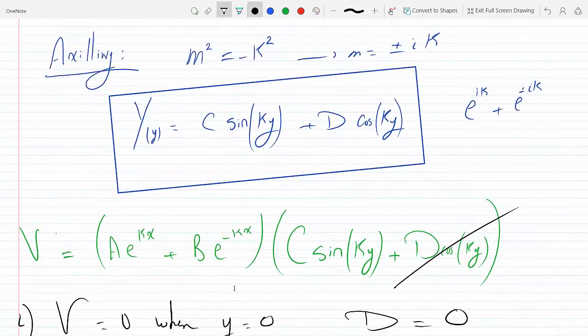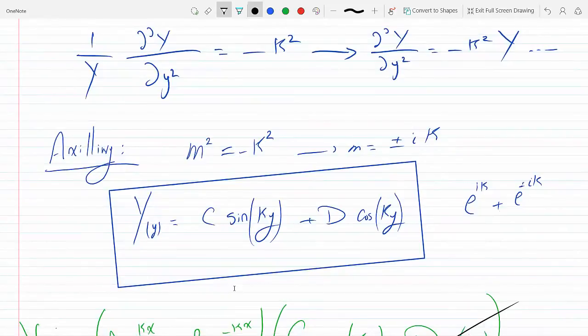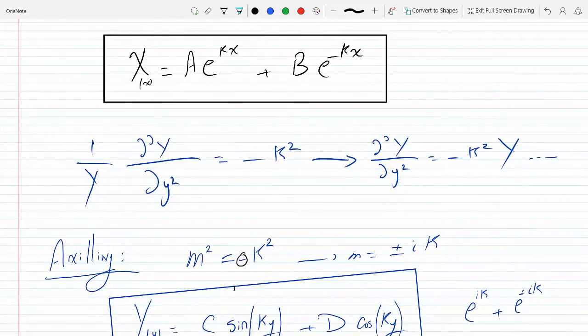Oh, how to get from here to here? No, how to get e to the I. Oh, because you get m squared equals minus k squared. If you take the square root of a negative number, you get an I. Right. Because k squared is positive and you have a minus sign here. And oh yeah, the top one was k squared. It gave you exponentials. This one is minus k squared, yeah? Right.